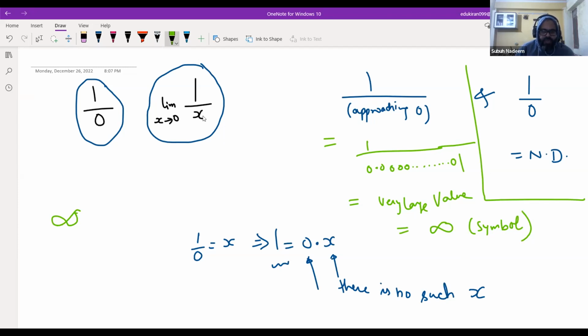So you have to understand, there it was x approaching 0. So it will give you infinity. It will not give you 1 by x. It will not give you not defined or does not exist. If it is 1 by 0, you will say not defined, or you can say does not exist. But if it is this one, you will say infinity.